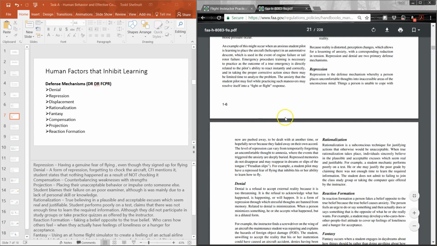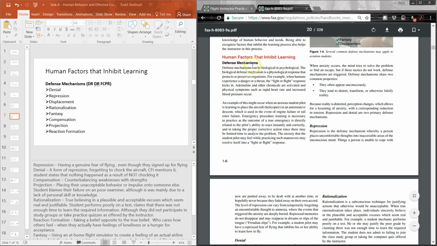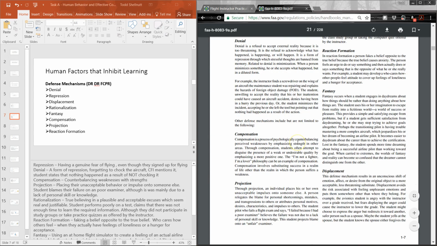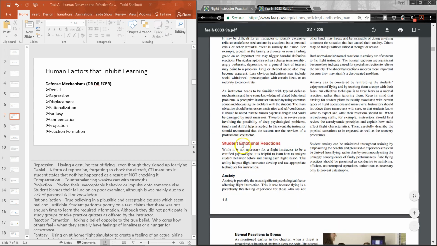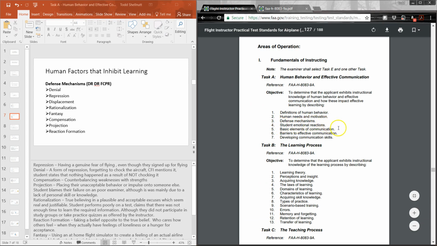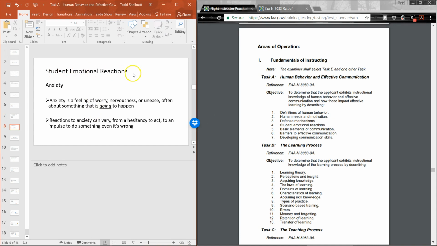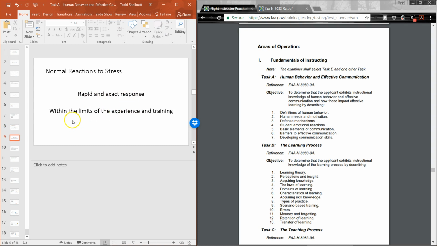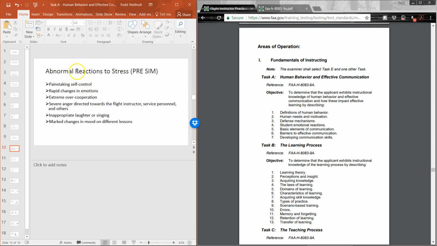After that, if you look at the red line here, human factors inhibit learning, and that's what I went into right when I first started. That was part of my tie-in. And then we have defense mechanisms. And if you look down here, after that it just goes right into student emotional reactions. So if I go back to my PTS, you can see here that the next thing is student emotional reactions. I went down through the text and wrote down some things which I thought were relative to student emotional reactions. Anxiety, dealing with rapid anxiety response, the normal reactions to stress, which you can see here is very small. Abnormal reactions to stress, I developed an acronym for this, PRESIM, and I thought that was relatively easy to understand.